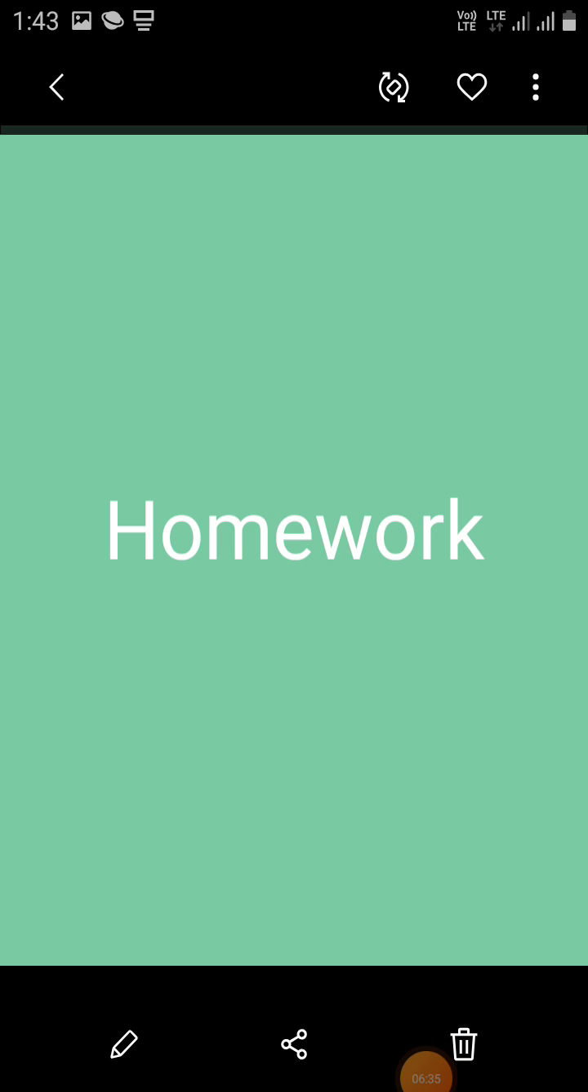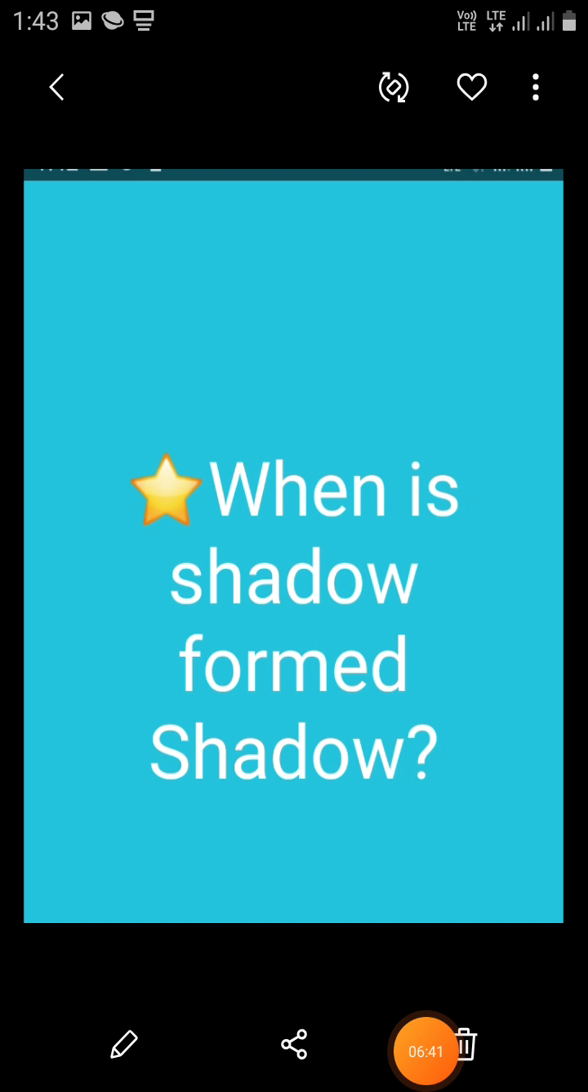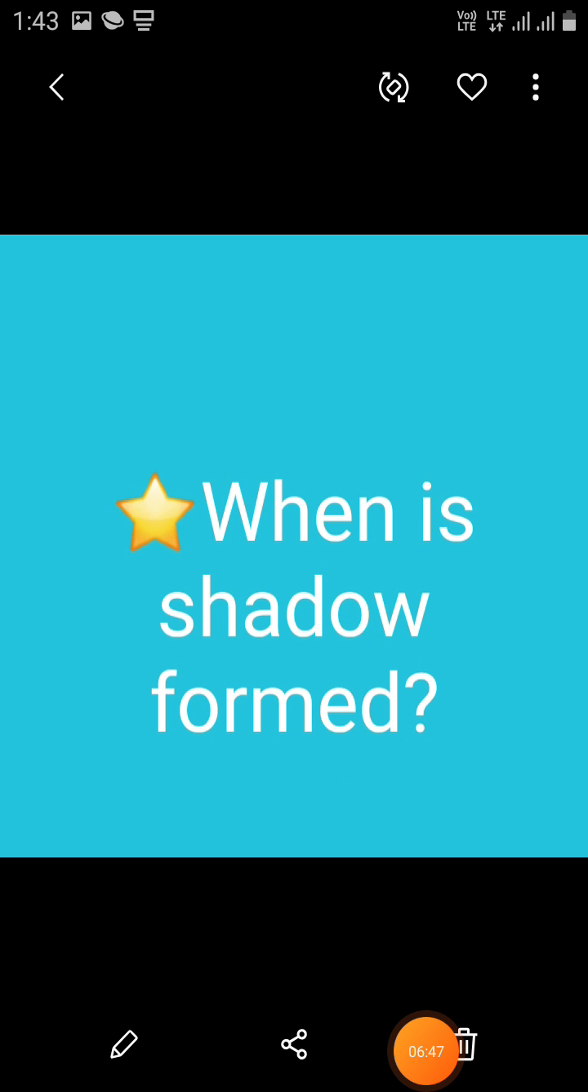So students, now it's time to take the homework. When is a shadow formed? Write the answer to when a shadow is formed in your science homework book and send it on WhatsApp.